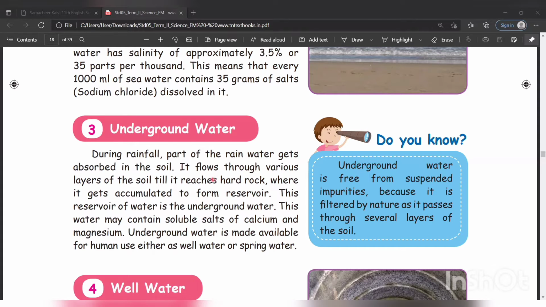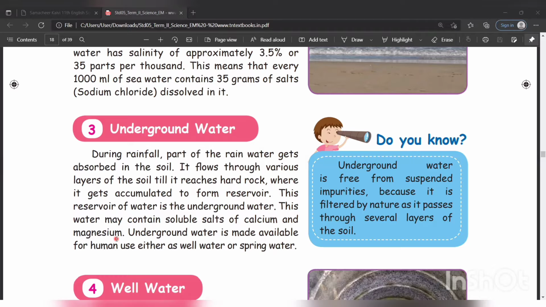So it flows through various layers of the soil till it reaches hard rock. So until it reaches the hard rock, the water keeps getting absorbed in the soil, where it gets accumulated to form a reservoir. This reservoir of water is the underground water. This water may contain soluble salts of calcium and magnesium. So underground water is rich in soluble salts of calcium and magnesium.